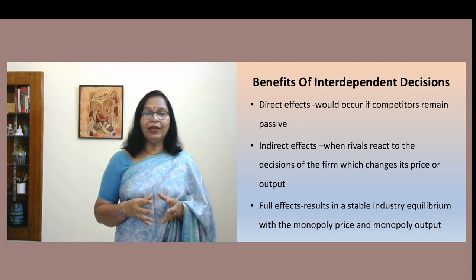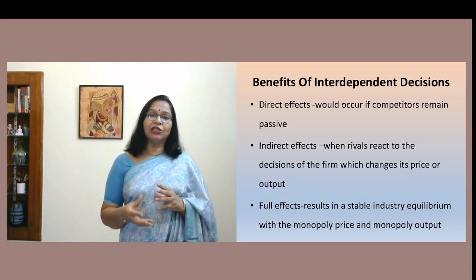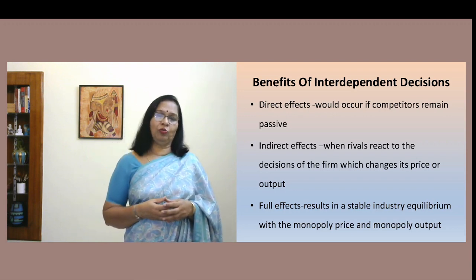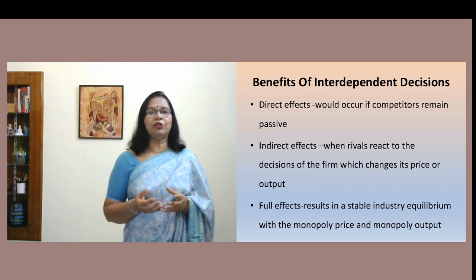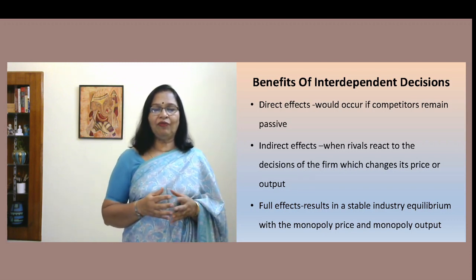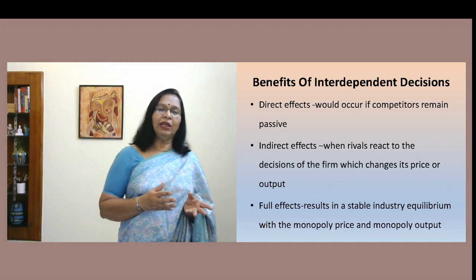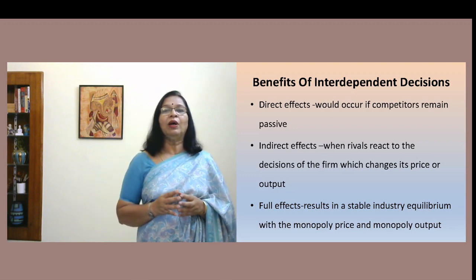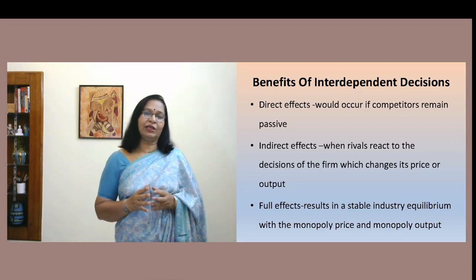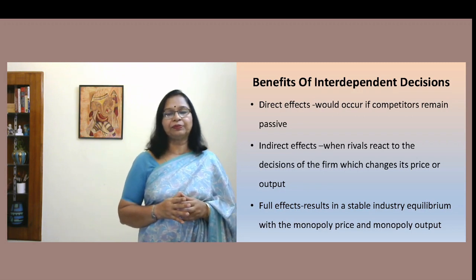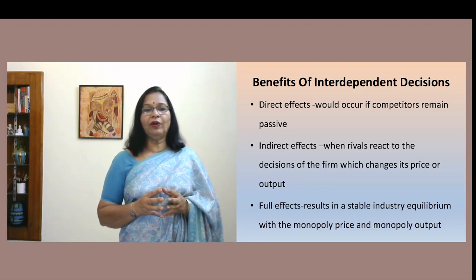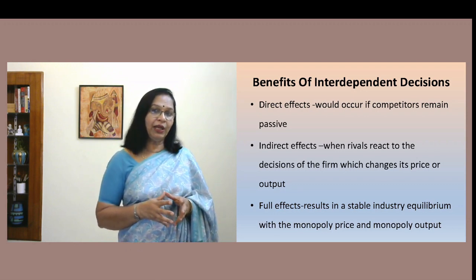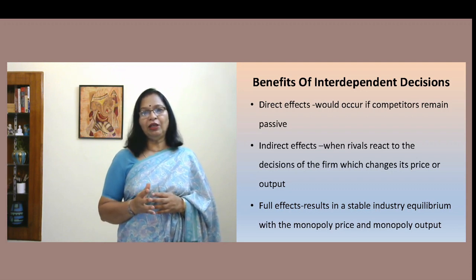We also talk about indirect benefits when rivals react to the decisions of the firm which changes its price or output. So if one of the firms changes its price or output, what happens to the rival firm? This was explained in one of the earlier videos, using reaction curves to show how firms react when price or output changes. The full effect of the industry's stable equilibrium is when firms charge monopoly price and produce monopoly output.